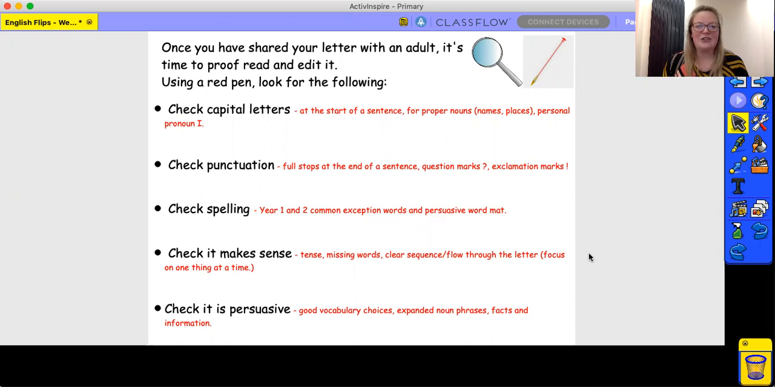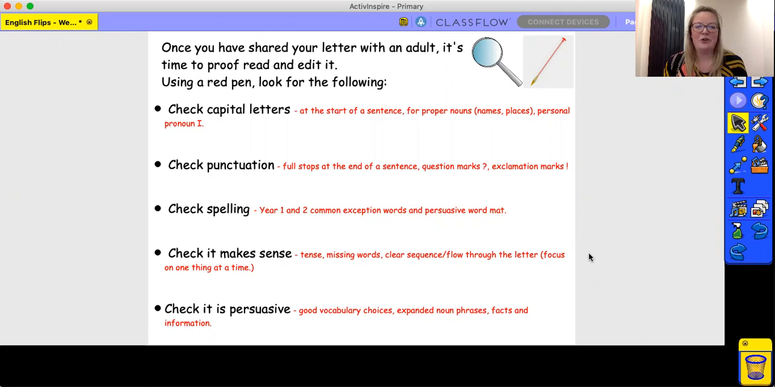So the first thing I'd like you to check for is capital letters. This is at the start of a sentence, for anything that's a name or a place, or if you use the word I. Once you've done that, I'd like you to read your letter again and check for your punctuation. That's full stops at the end of your sentence, question marks, particularly if you've used rhetorical questions, and exclamation marks if your point needs to be given some power.